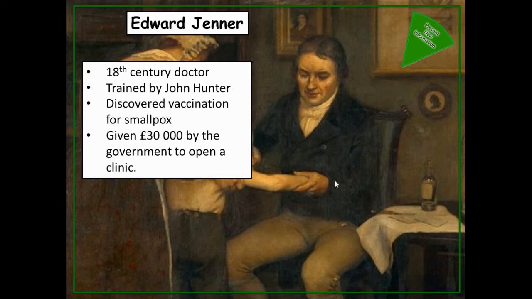So he discovered and developed this vaccine, the word vaccine coming from the Latin for cow, which is vacca. He developed this vaccine, giving people cowpox to prevent them from getting smallpox. And this was really, really successful. He first did it on a small child in 1798.